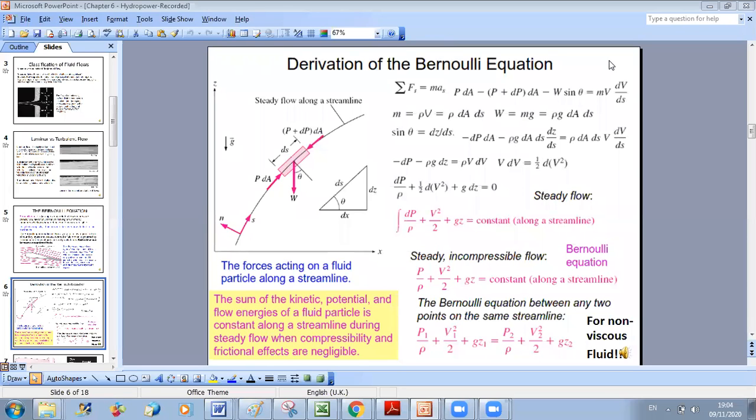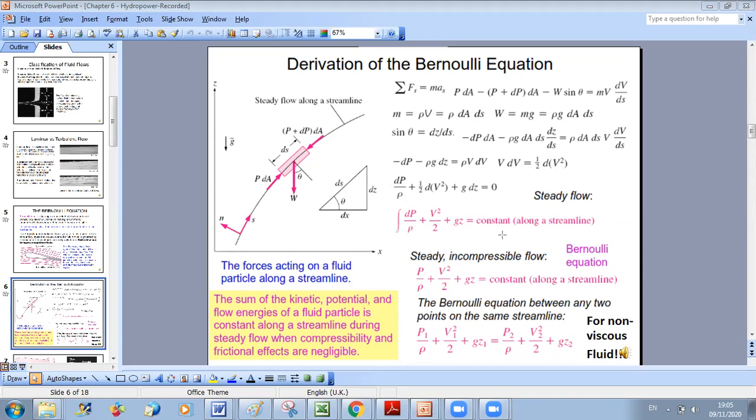So we were talking about the application of the Bernoulli equation. If I just apply Newton's second law on my fluid element, I write sum of forces equals ma, and I do the development. I will not go through the development because you are not responsible for derivation. I just want you to understand the final result. Okay, your final result is the following.